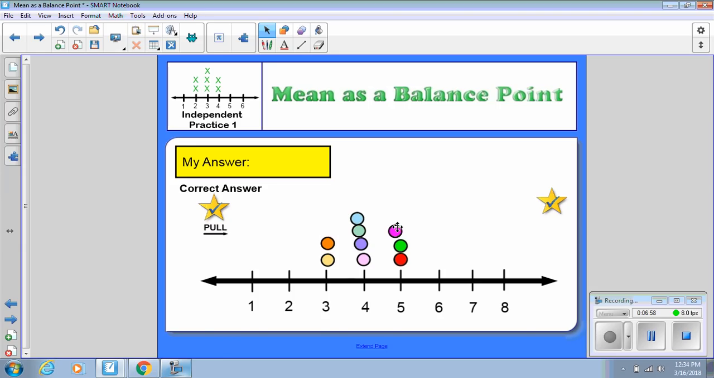And at some point you can start to see what the mean's going to be, and until you get really good at it, you should probably just keep going until you know. So the balance point of this data set is 4. And that is right.